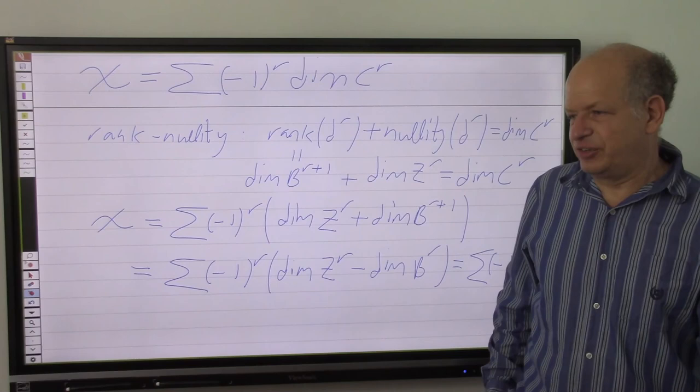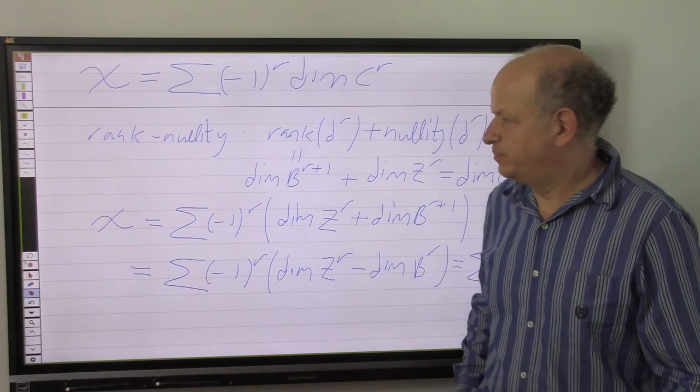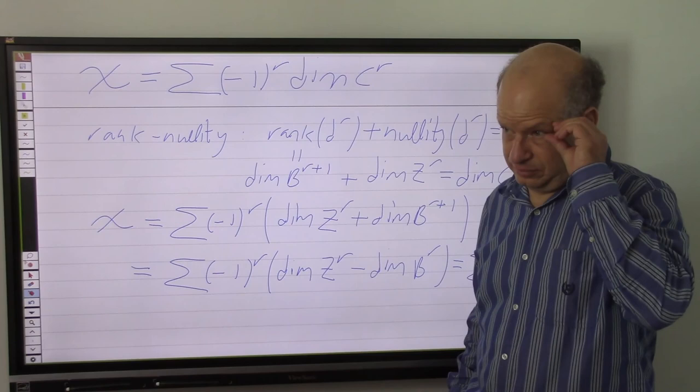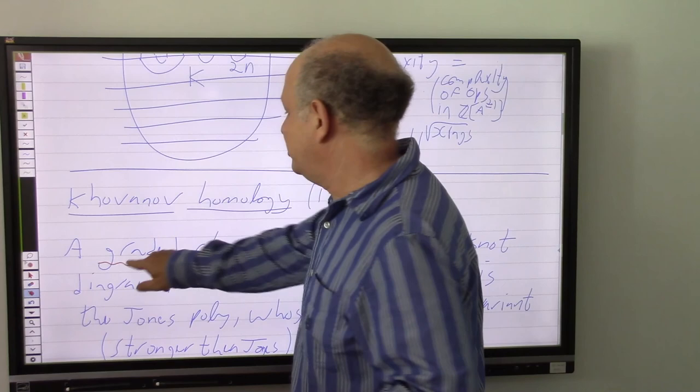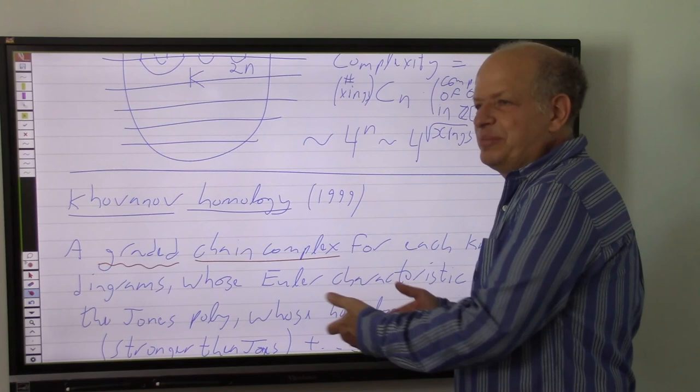Sorry, I just had one question. Sure. What exactly did you mean by saying that the Euler characteristic is the Jones polynomial? Because it seems like the Euler characteristic should be an integer or something, not a polynomial. It's still right. That goes into the meaning of graded. Once we talk about graded, things that were integers will become polynomials. Okay, thanks.